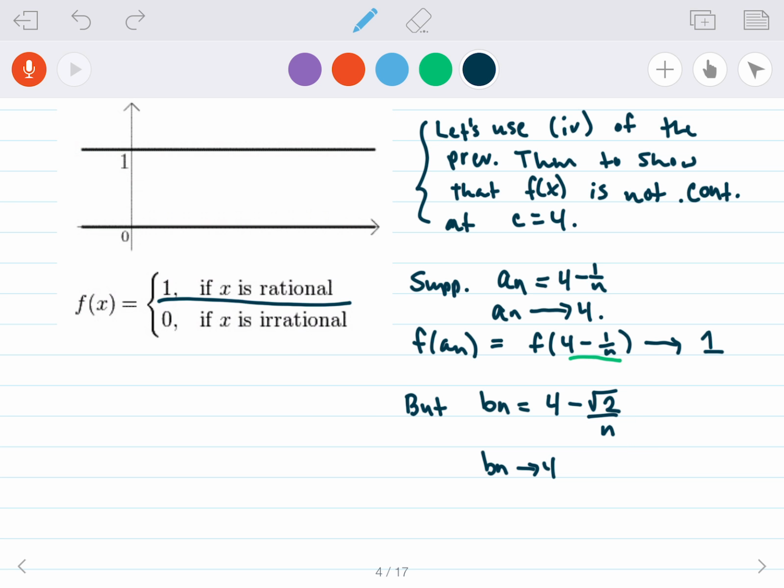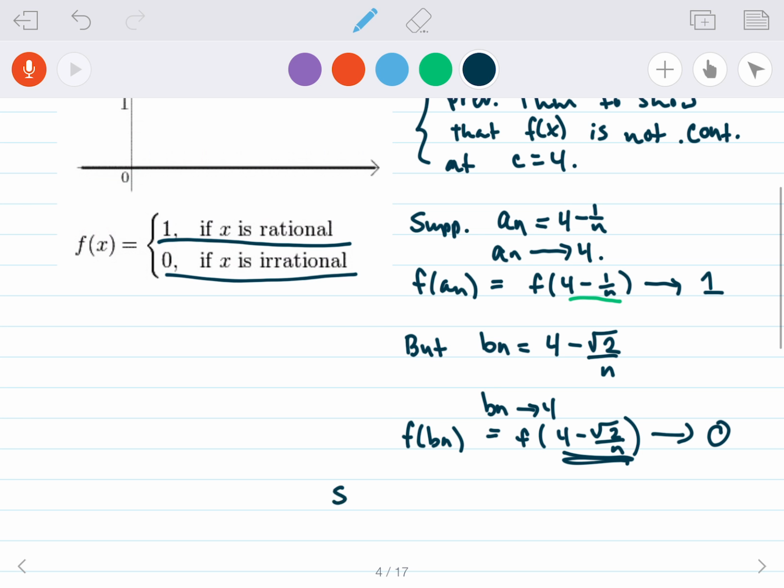Okay, so this guy goes to 0, but f of b_n is going to be f of 4 minus root 2 over n, and for each n in the naturals, 4 minus the square root of 2 over n will always be irrational. Always, because of the square root of 2. Square root of 2 is always irrational, so square root of 2 divided by any natural number will always be irrational. So we can say that since this is always irrational, this guy is converging to 0.